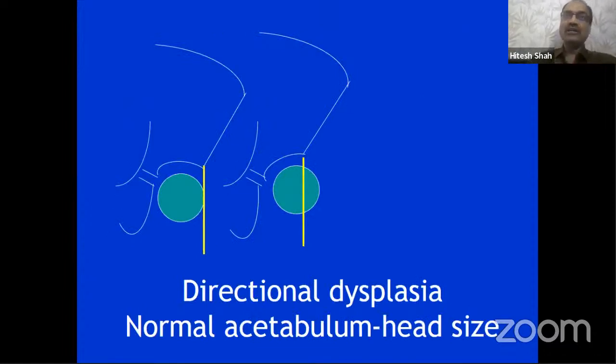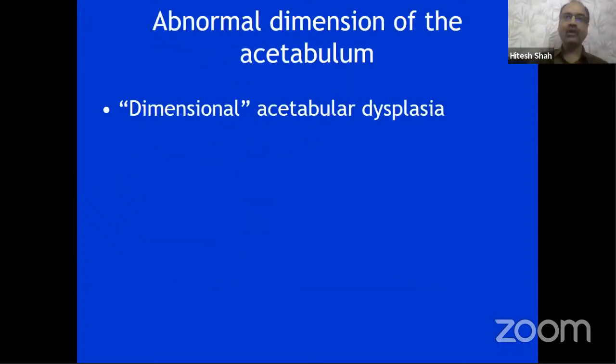In other words, whenever the acetabular inclination would be more, that is called the directional dysplasia, where the size of the femoral head and the acetabulum is equal, but the direction is abnormal. That is called the directional dysplasia, where the femoral head and acetabular size is equal. What is dimensional dysplasia? When the dimension of the acetabulum is different, either too small or too large.